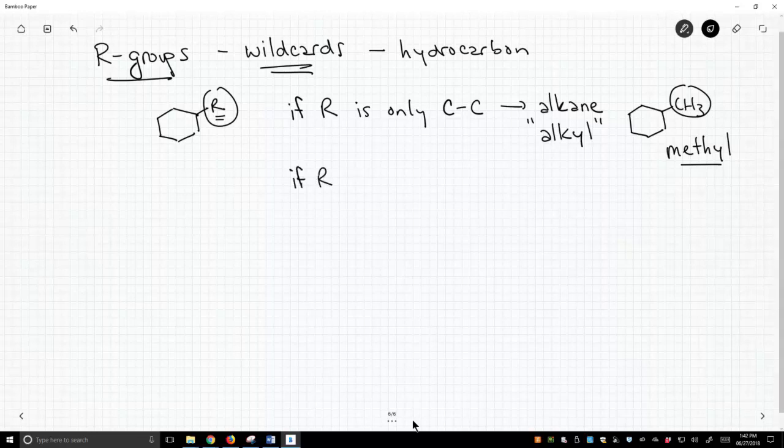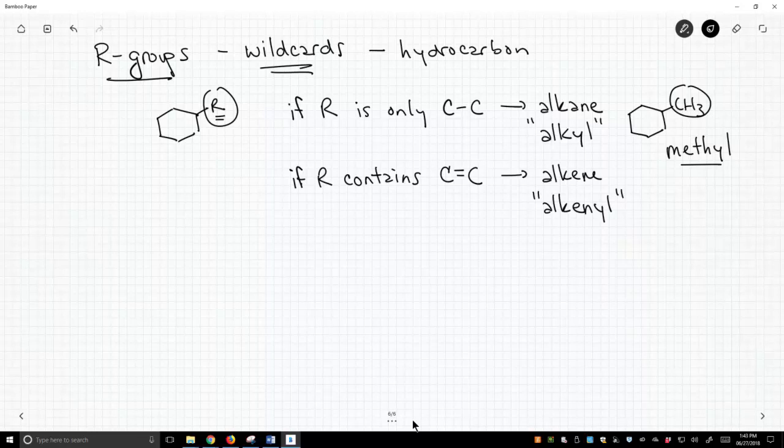If R contains a carbon-carbon double bond, then you hear double bonds, you think alkenes, and this is, whoops, can I go back on that? Bam, look at that. It's an alkenyl group. And there are a lot of other ways to describe alkenyl groups. There are older terms like vinyl and olefinic, but alkenyl group, it's based off alkene, just like alkane became alkyl, alkene becomes alkenyl. So let's see an example of that.